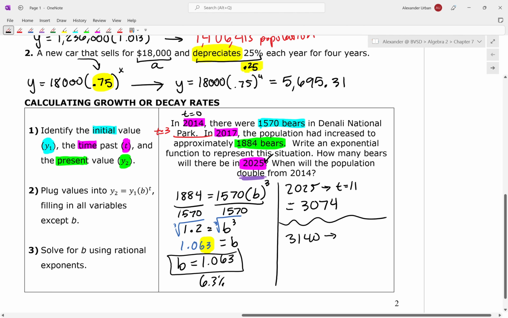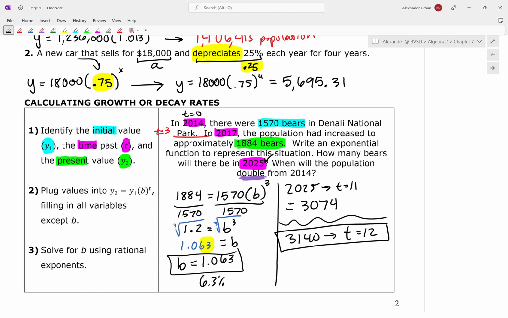I'm going to go up to my calculator, and I'm going to put in 1,570 times 1.063 raised to the 12th power. And I was right, so the 12th year we're actually going to have 3,268 bears. So it's going to happen sometime between the 11th and the 12th year when the population will double. Okay, this video is a long one and it covers a lot for 7.1.